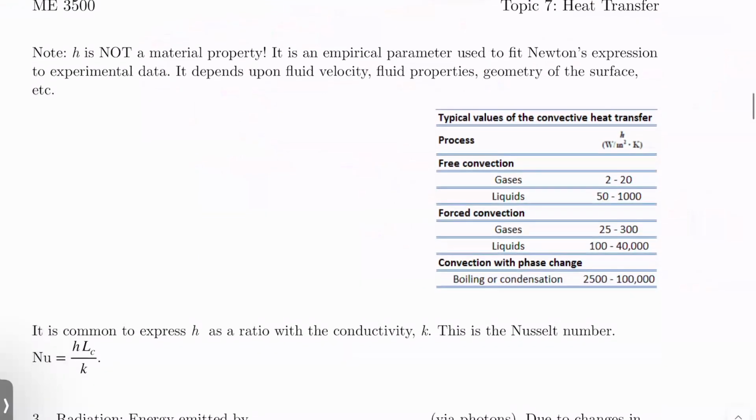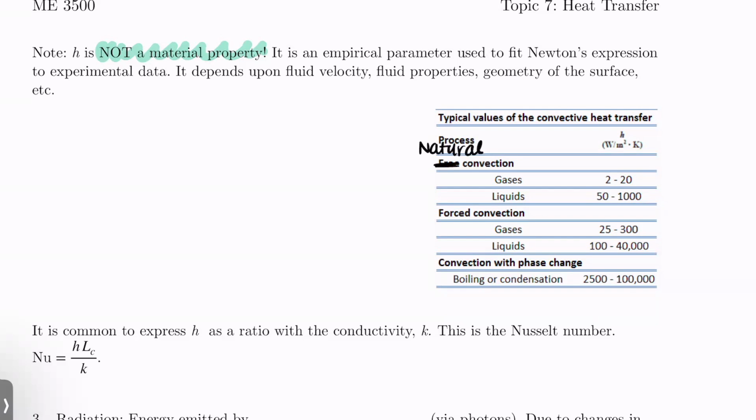Okay, so to talk about how H is not a material property a little bit more, this value is going to depend on fluid velocity properties, geometry of the surface, and all that good stuff. And just to keep the notation completely clear, sometimes natural convection is called free convection, but I'm going to use natural throughout. So, natural convection.